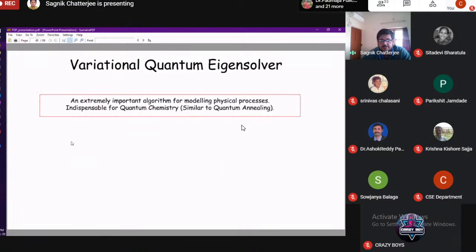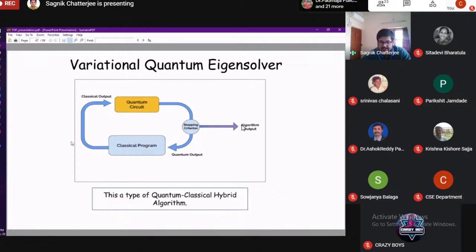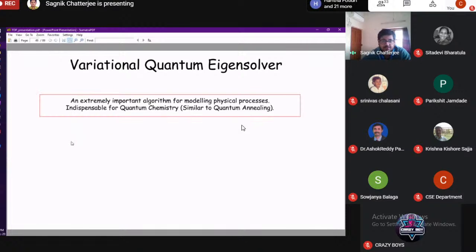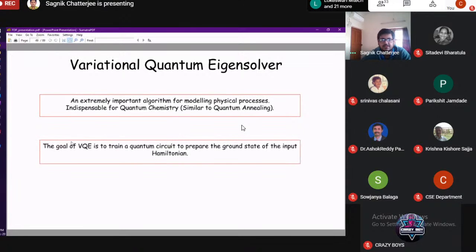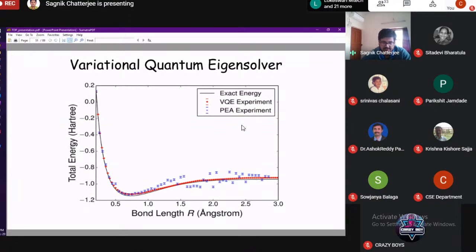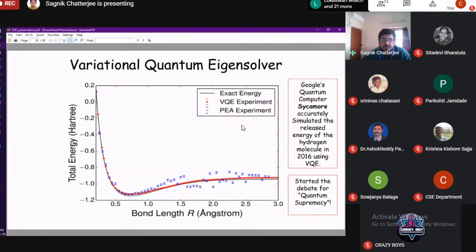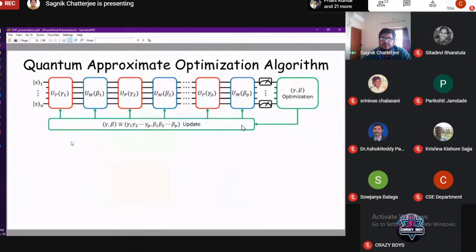Then we saw VQE, and we saw a diagrammatic representation of the quantum classical hybrid algorithm. We said that this was an extremely important algorithm for modeling quantum chemistry problems. This was the output of the Google Sycamore experiment, which started the debate for quantum supremacy. And finally, we are on QAOA.